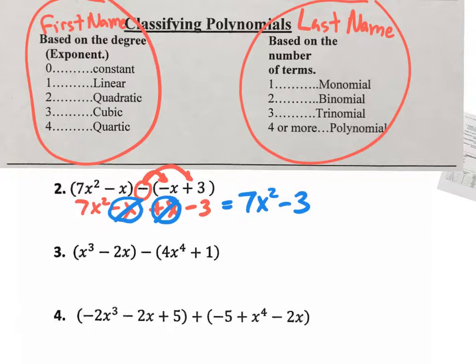Now we need to classify this answer. So let's look at the first name. What are we going to give this as a first name? It's the degree, which is the highest exponent. So if you look at this exponent, the highest exponent is 2, which means that the first name is quadratic.